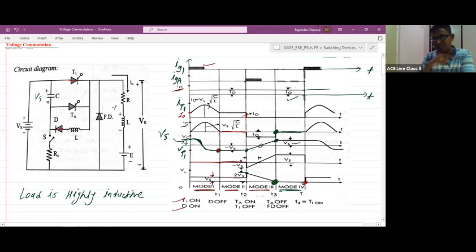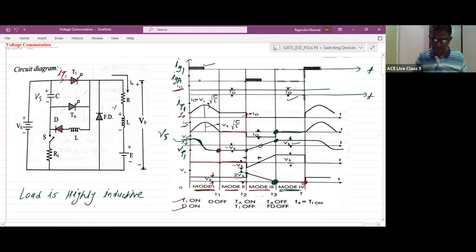In this loop, the capacitor discharges and again charges to the reverse polarity. This is the one active loop. In the second loop, current is flowing from Vs, thyristor T1, load, and again back to the Vs. So your thyristor T1 current, IT1, is equal to the addition of load current and your capacitor discharging current. IC plus I0 is nothing but your IT1. But I0 is a constant because we consider the load is highly inductive.